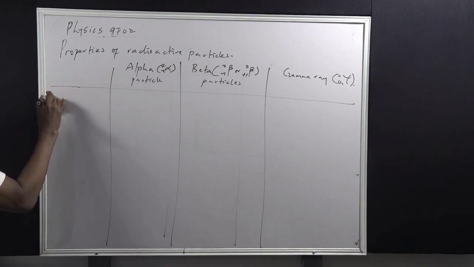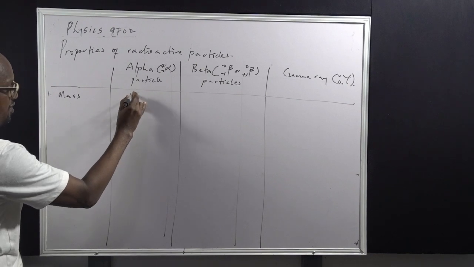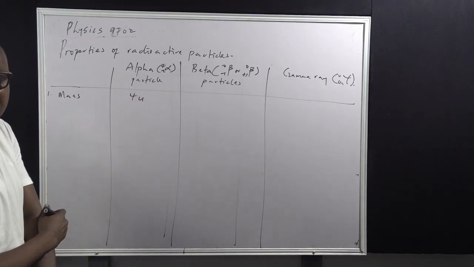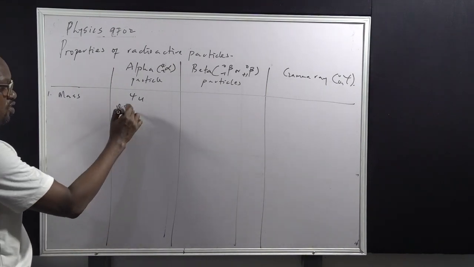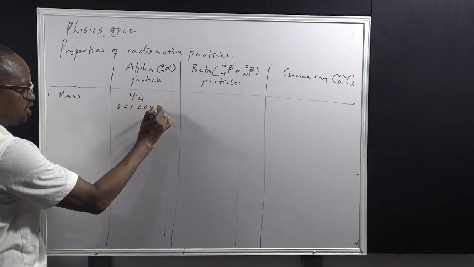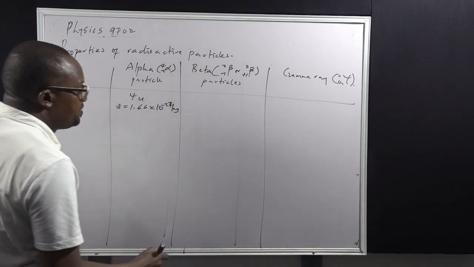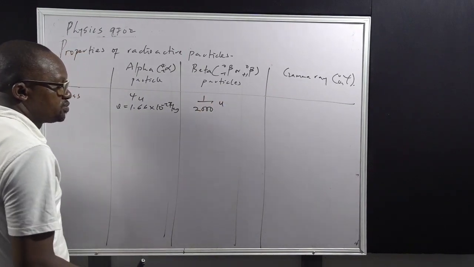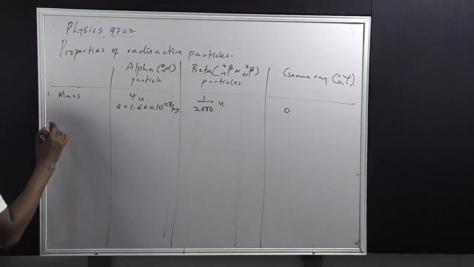Number one, we have the mass. Mass of alpha is 4u. So don't go and say that the mass of alpha is plus 4, it is 4u. U has a value of 1.66 times 10 power minus 27 kilograms. Mass of beta is 1 over 2000 u. Mass of gamma is 0.